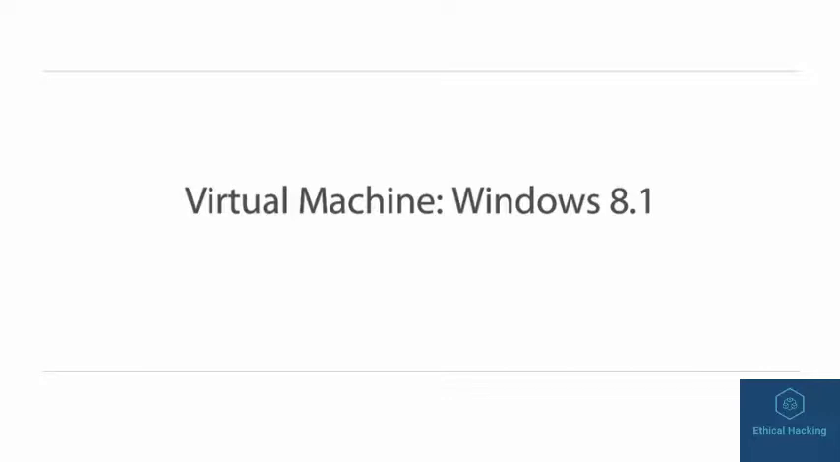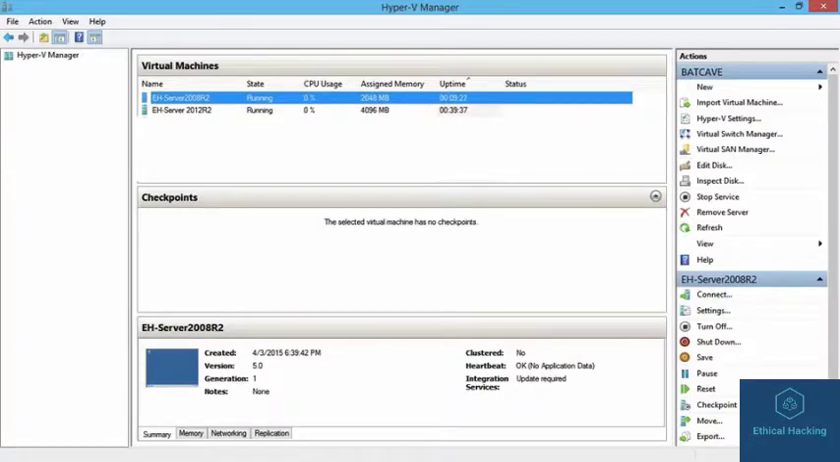Okay, so in this section, we're going to go through and actually install Windows 8.1 as a virtual machine. We're going to use this in the future courses to either be a target or to implement an attack. And so let's just jump right back into our Hyper-V manager. So you can see here we've got both our ethical hacking servers up and running.